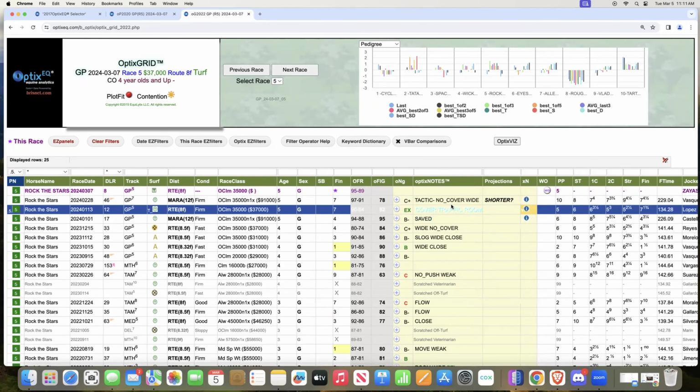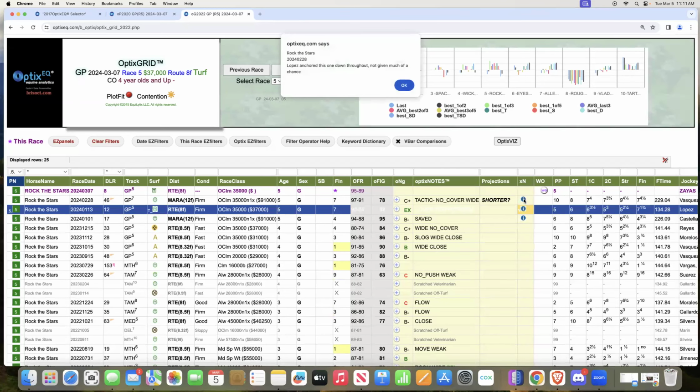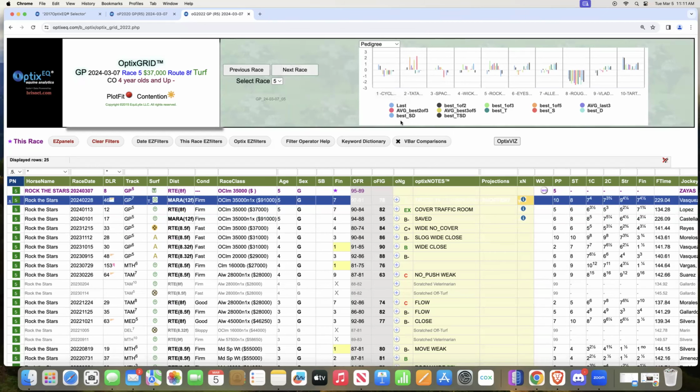Comes back, and we think he's at the wrong distance. He's run this distance before and run well. He's run a good speed figure before, but still, if you look at the comments, Lopez, actually, it was Vasquez. The jockey had to anchor him down throughout, not given much of a chance. In other words, they just grabbed him and didn't let him run for whatever reason. Don't know what they were doing. Maybe it was a prep. I really don't know. It's hard to gauge, but he wasn't able to give his best effort in his last 2 races. That's why that plot looks a little murky.